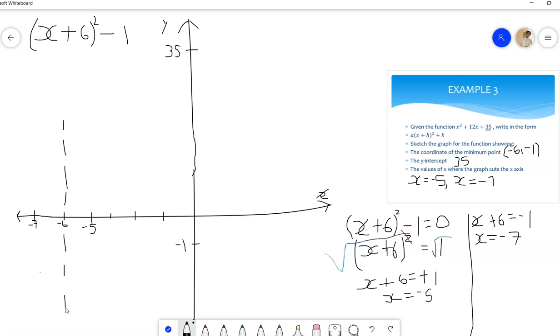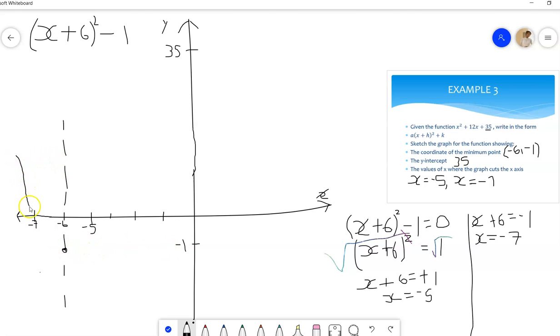Then now we need to sketch our curve. Based on what we have, x equal negative 7 and x equal negative 5, we have to go through the one that is the farthest first. Let me identify the minimum point, which is negative 6, negative 1. So that's a point right here. Our curve must pass through that point. It's the minimum point, negative 6, negative 1. That's the point.